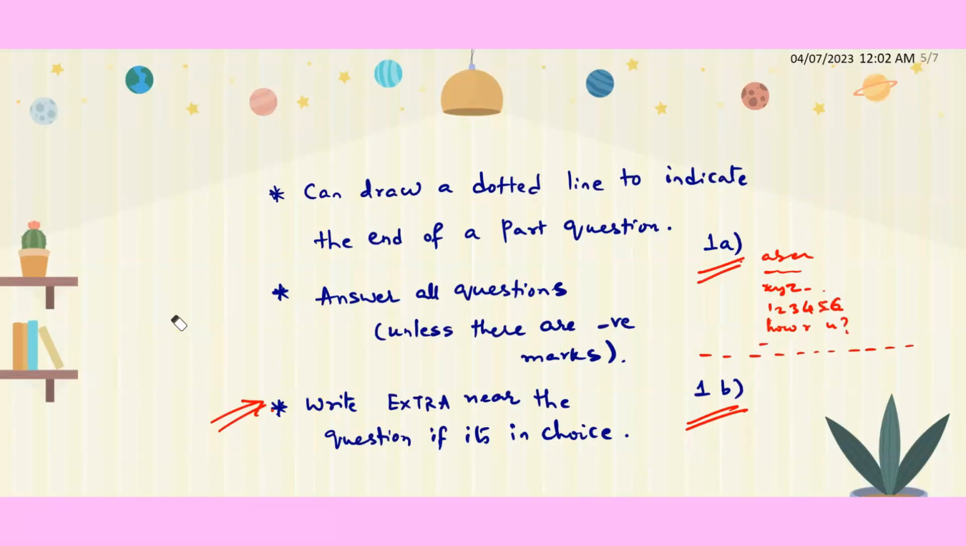And also sometimes within the parts of a question like 1a, 1b, you can draw a dotted line like this in order to indicate that part of a question is over. Okay, so that will also give clarity to the evaluator that you have finished 1a and he should award marks corresponding to this one. Okay, so like this you can drag the attention.